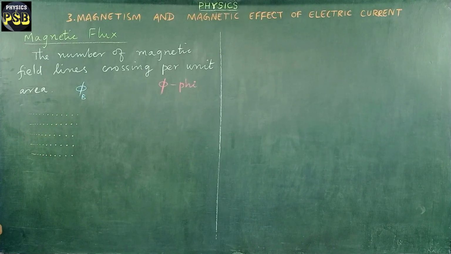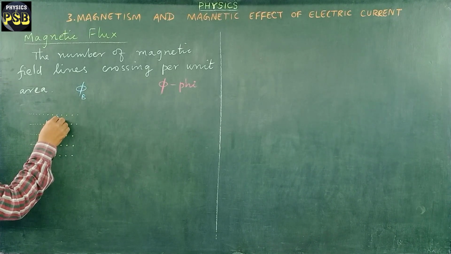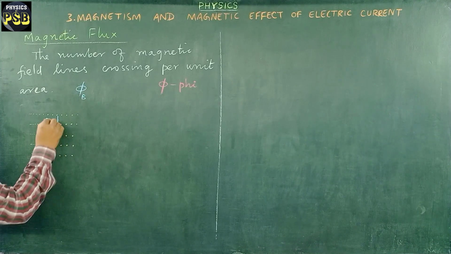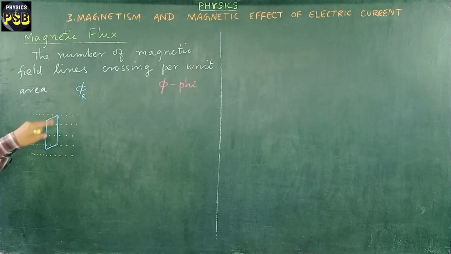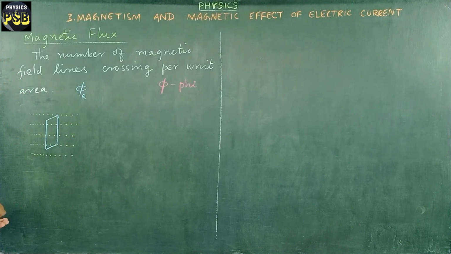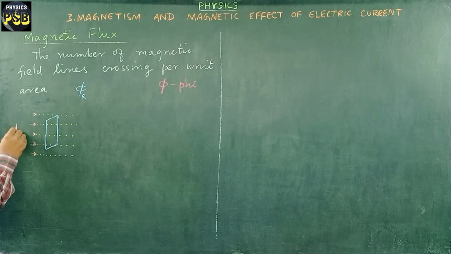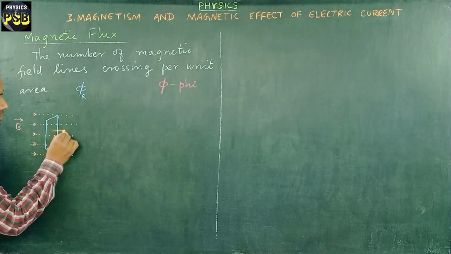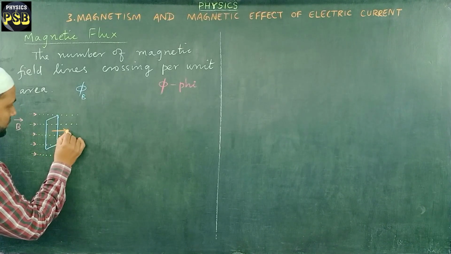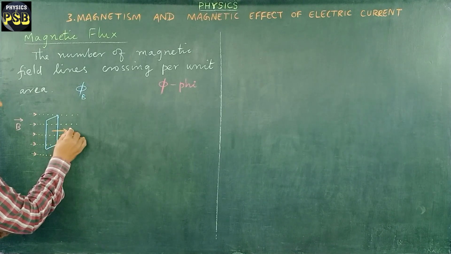Now, in one such magnetic field, if I place a plane area in this manner, the number of magnetic field lines crossing per unit area of this surface is referred to as magnetic flux. Here, the arrow mark represents the direction of magnetic field, denoted by letter B vector, and here a normal means a perpendicular line. This is the normal. This normal provides the direction of area. This is area vector, A vector.